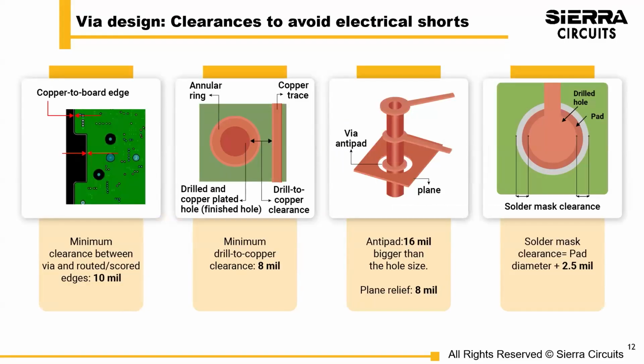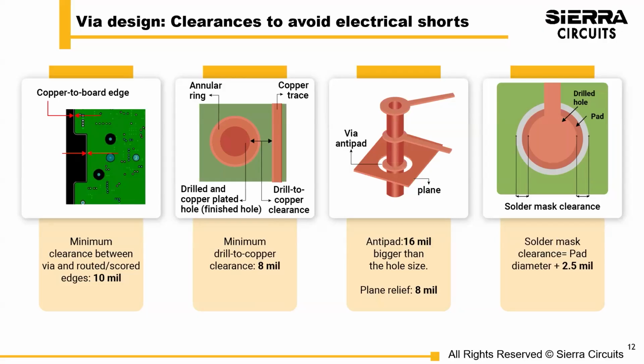To avoid electrical shorts, crosstalk, solder bridges, and reliability issues, you need to implement these few via design clearances that we have mentioned here. The first one is that the minimum clearance between via and routed or scored edges is 10 mil.